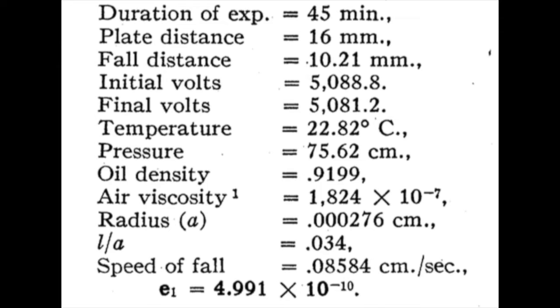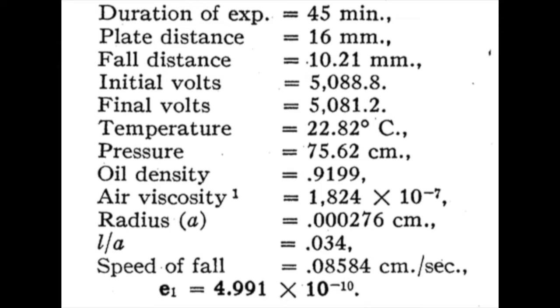Here we can see that the plates were held at a high voltage, which were set 16 millimeters apart, and the fall distance that was between the two scratch marks that I mentioned earlier on the eyepiece was 10 millimeters apart. The initial and final voltages were near 5,000 volts, and the temperature was around 23 degrees Celsius, which is around room temperature. The pressure is listed as 75.62 centimeters, and this is centimeters of mercury.